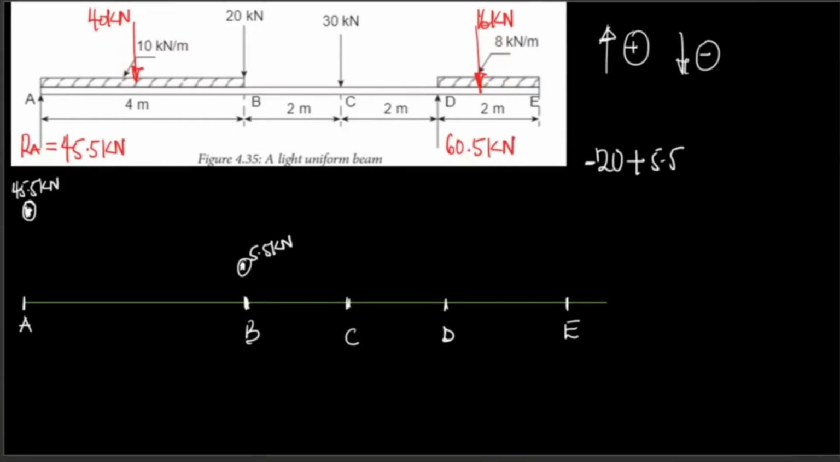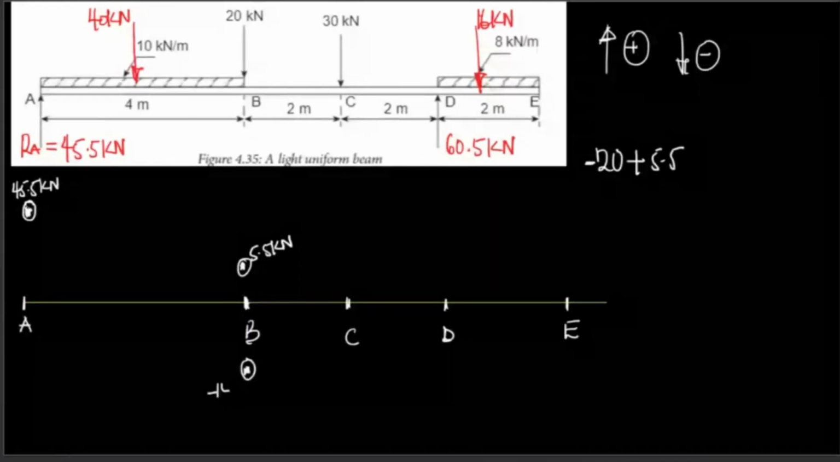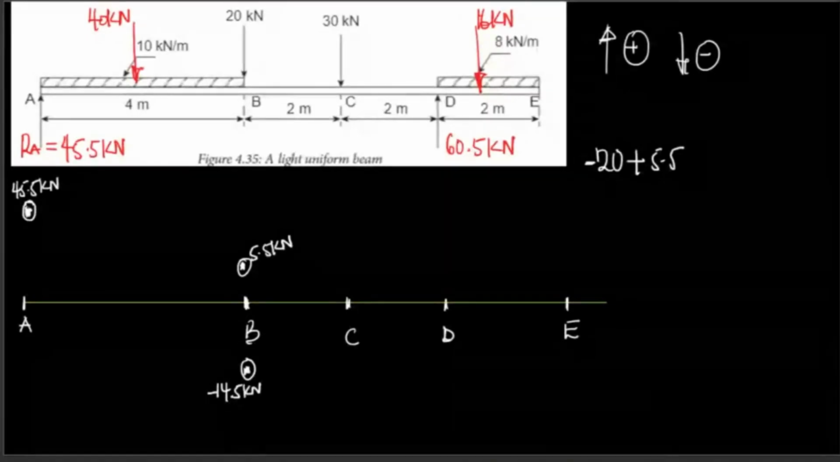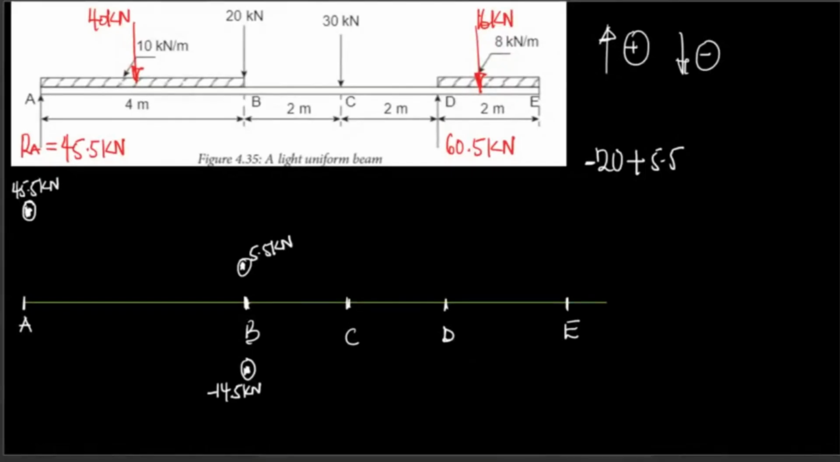20 minus 5.5 minus 5.5 is going to give us minus 14.5. So at that same section, you need to put another dot there. This dot right here is 14.5 kilonewtons. Okay, so that force is going to act until C.